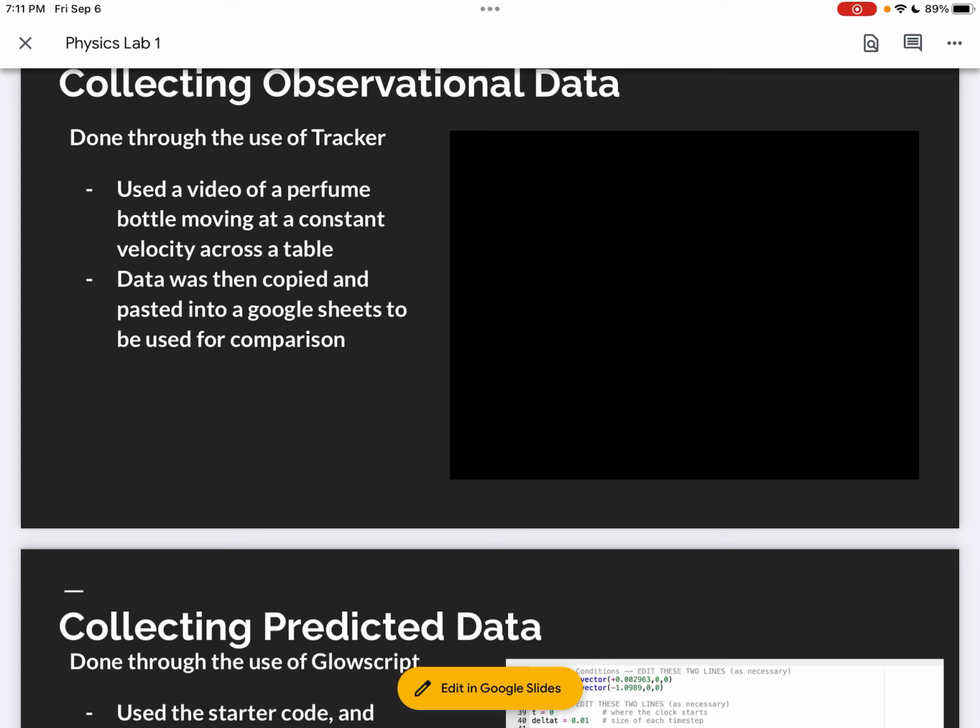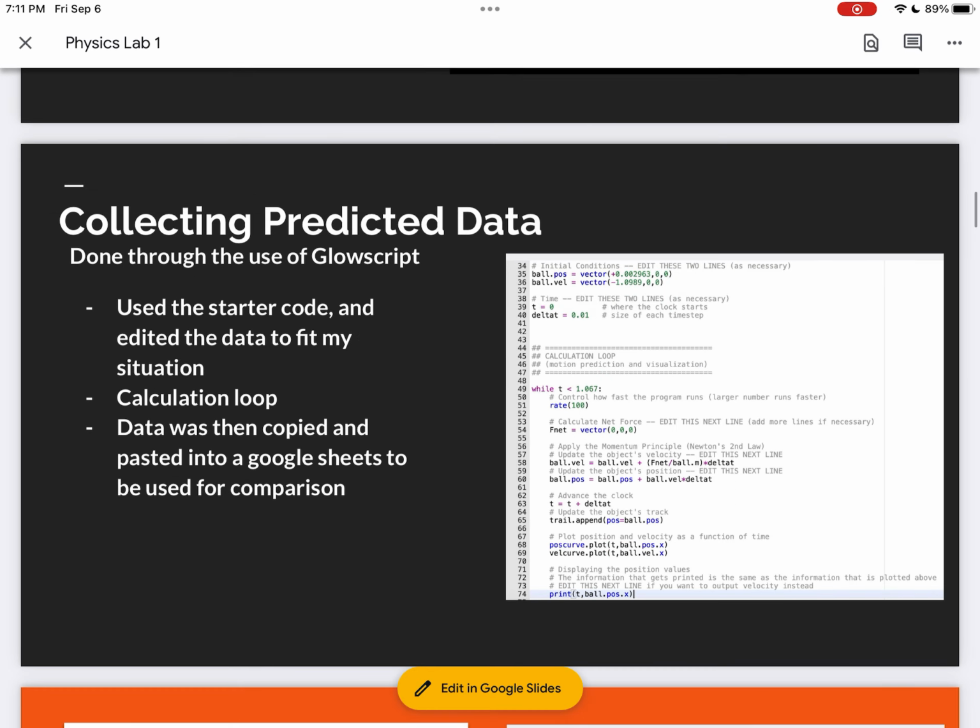And then we plotted each position point by hand per frame and then copy and pasted the data into Google Sheets. Next, the predicted data was created and collected through the usage of GlowScript and the starter code provided. As seen in the image to the right, the perfume's original position vector, velocity vector, range of time for the time loop, and net force were all edited to fit the conditions of my lab. For the initial conditions, the ball is assumed to start the vector in the x component of 0.002963 meters, with initial velocity in the x vector of approximately negative 1.0989 meters per second. As this data was taken and calculated from using the first 2 points of the observed dataset that we acquired on the previous slide using Tracker.